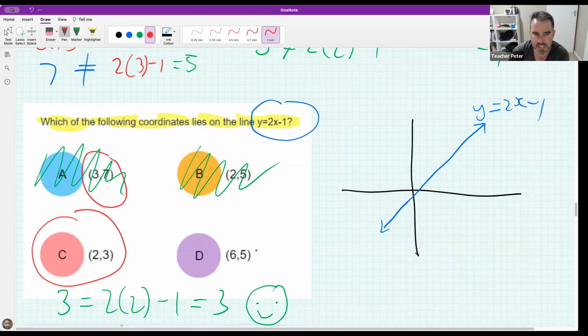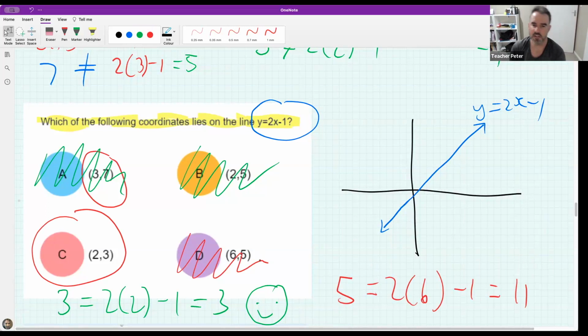I can try D, but let's just check. So if I go to 5 for y, and then I go 2 times 6 minus 1, well, then that would be 11. 11 does not equal 5. So the correct answer is C. So how do you check whether or not a point lies on the line? You sub it into the equation, and you see if the equation remains true.